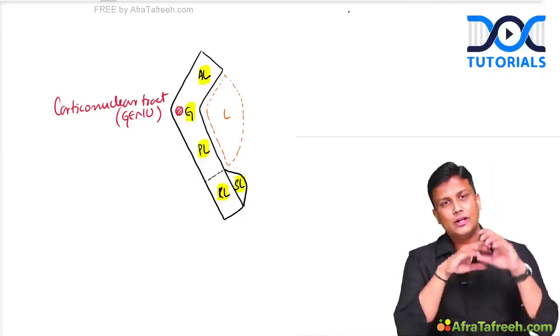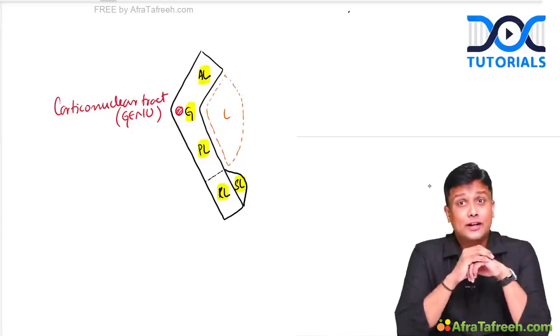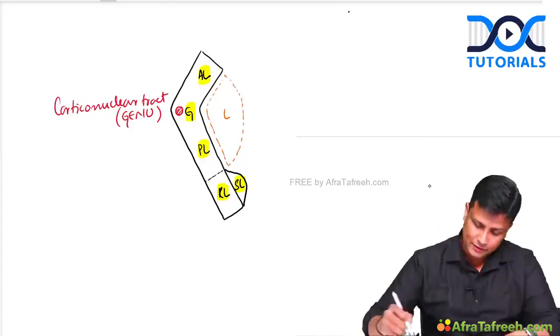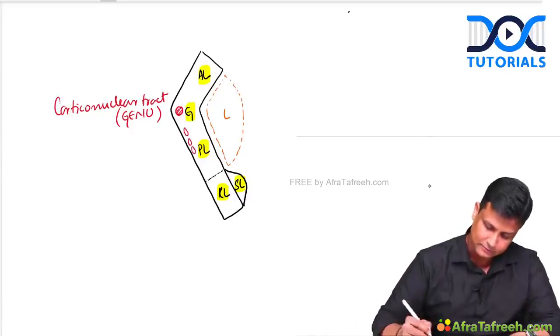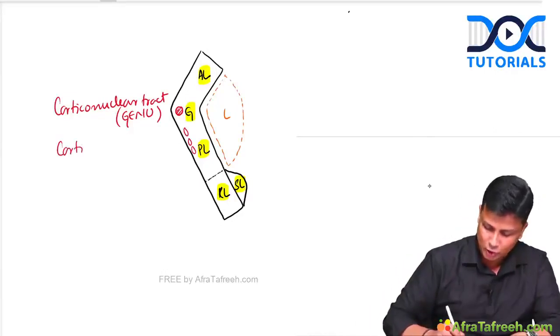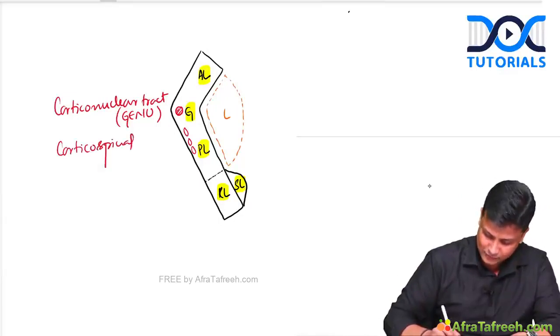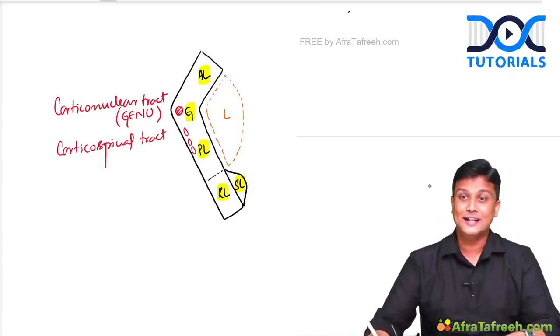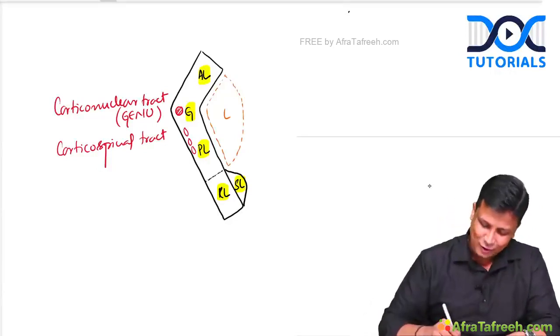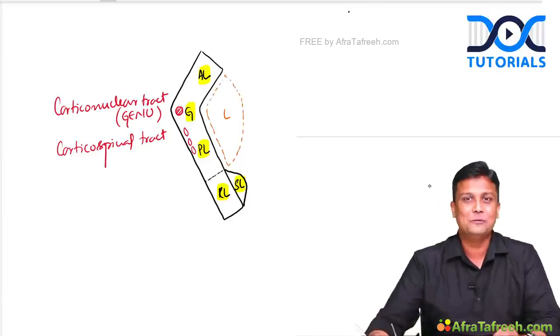So, cortico-nuclear tract is the one which is going to pass through which part, guys? Genu part. Then apart from that, there will be one more tract which is going to pass from the posterior limb, and that will be the cortico-spinal tract. And this question was actually asked in the AIIMS exam.